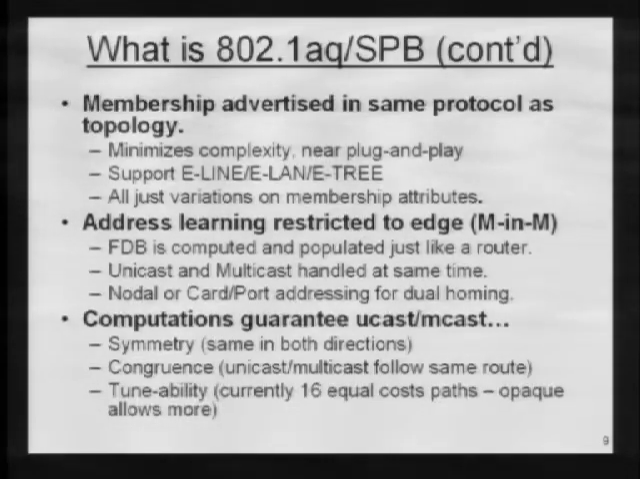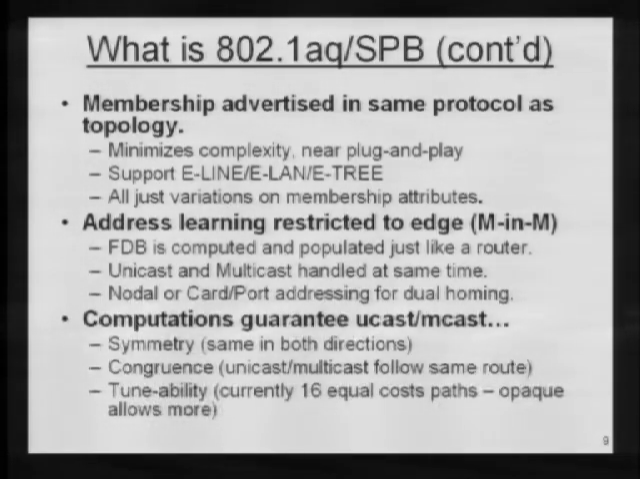The protocol also uses ISIS for the advertisement of layer 2 VPN membership. So this is very simple. You just go to the edge of the network, configure what the membership attributes are, and what group you're a member of, and the network just automatically computes the appropriate interconnectivity. As I said, the address learning by this protocol is completely restricted to the edge using the MAC-in-MAC mode. So the forwarding database is computed and populated. It looks a lot like a router.